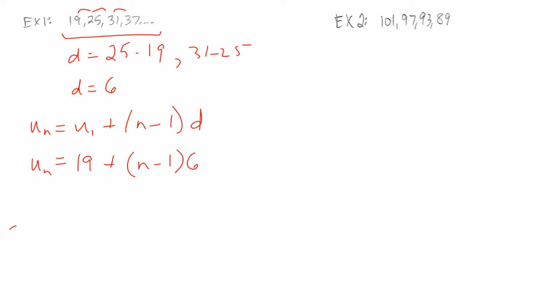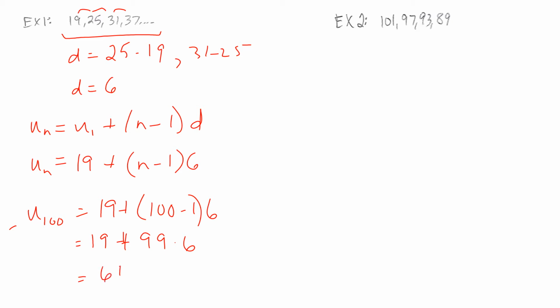So if I want to find, let's say, the 20th term now, instead of listing them all out, or if I want to find the 100th term, I can now just plug in 100 for n. So 19 plus 99 times 6. So 99 times 6, 594 plus 19, 613. So the 100th term is 613.